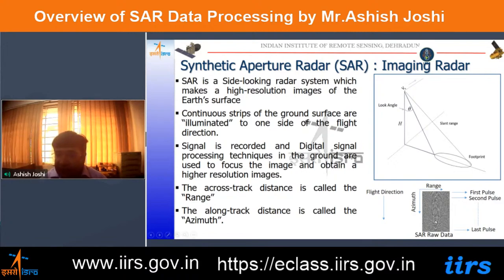So this is how the SAR raw data will look. This direction is called the range direction, and this direction is called the azimuth direction. As the SAR moves in this direction, we collect different electromagnetic radiation or pulses, and we have a two-dimensional image. So this is the SAR raw data. The across track direction is called the range, and this direction is called the azimuth.